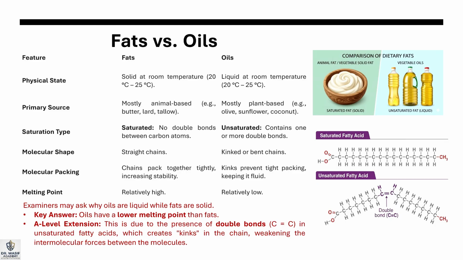As an exam tip for you, if an examiner asks why oils are liquid and fats are solid, the simplest answer is that oils have a lower melting point. So for those of you aiming for top level marks, you need to go a step further. Mention that double bonds in the unsaturated chains create those kinks or those crooks, and these kinks weaken the forces between the molecules, making it much easier for them to slide past each other as a liquid.